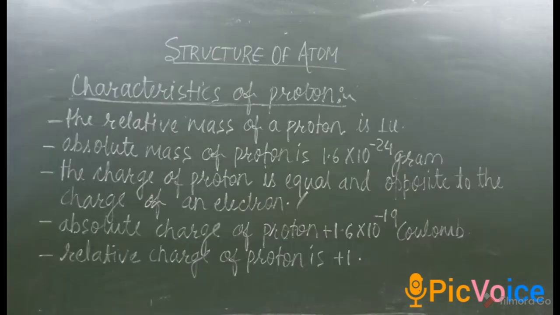Now next is characteristics of proton. A proton is a positively charged particle, and the relative mass of a proton is 1 u, and the absolute mass of a proton is 1.6 into 10 to the power minus 24 gram. The charge of a proton is equal and opposite to the charge of an electron, and the absolute charge of a proton is 1.6 into 10 to the power minus 19 coulomb of positive charge. That's why it is written as plus 1.6 into 10 to the power minus 19 coulomb. The relative charge of a proton is plus 1.